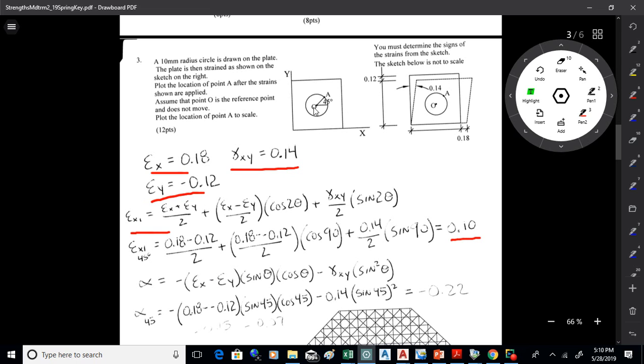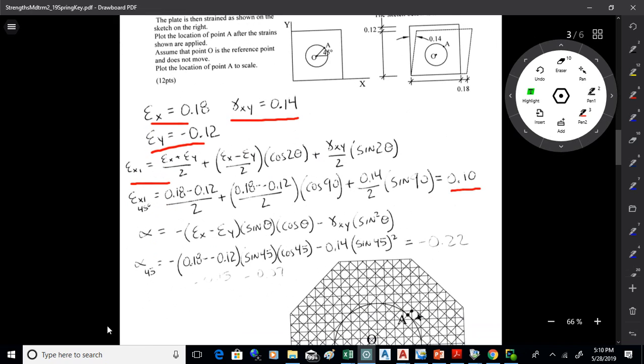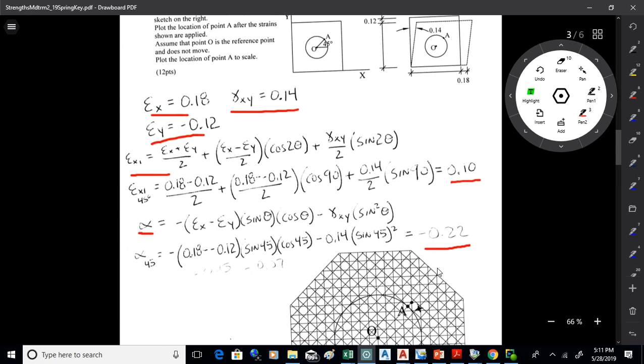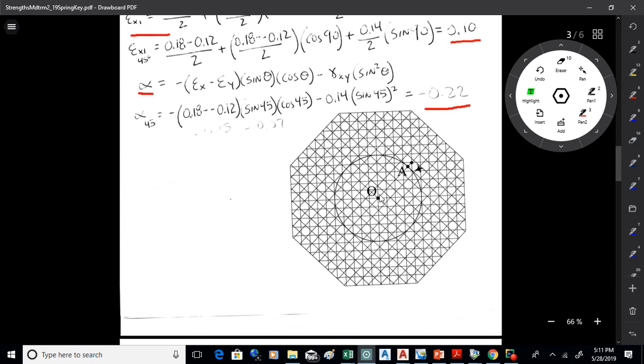We also want to know how that line OA is rotating. That's found by using alpha. So we plug into the alpha equation and find alpha for 45 degrees. That's negative 0.22. So what happens here is we're using our radius here as our reference line.